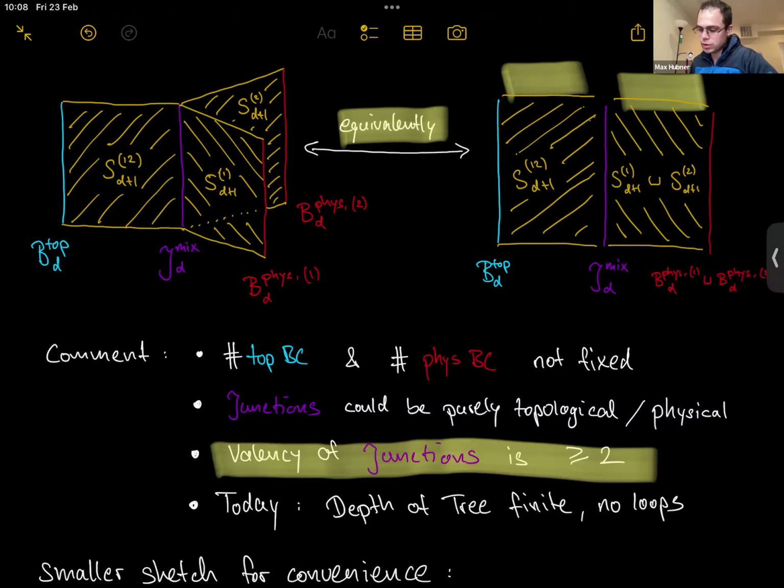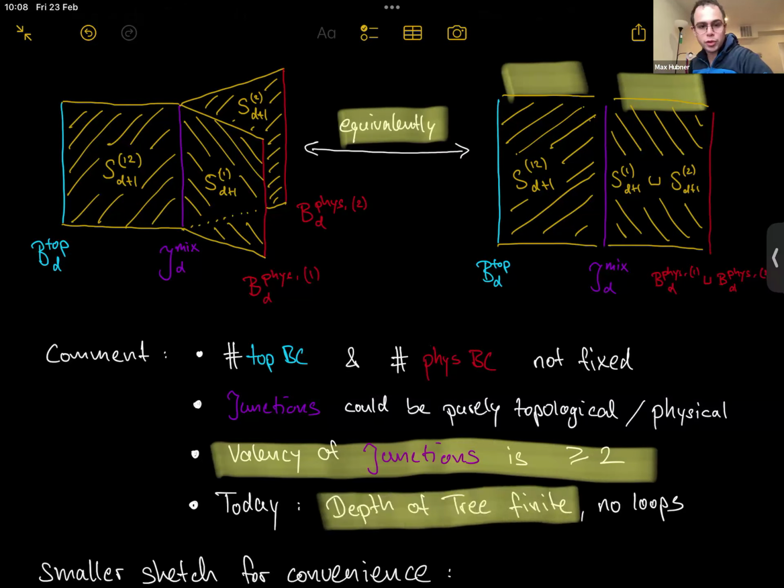I've drawn, in some sense, the simplest example above, but you can do higher valency and you can build a bigger tree. But today, and this is motivated from their origins in string theory, I'm going to focus on symmetries with finite depth, and they're going to have no loops. From a bottom-up perspective, one might want to start playing interesting categorical games and allow for these kinds of structures.